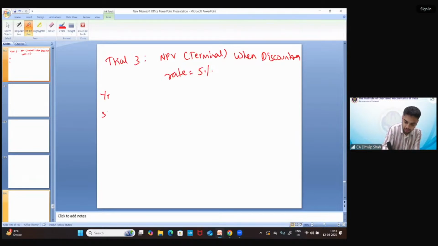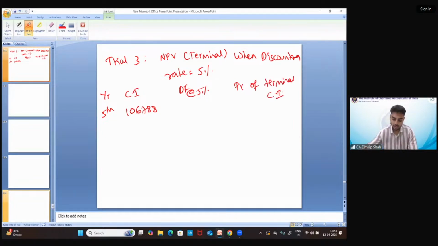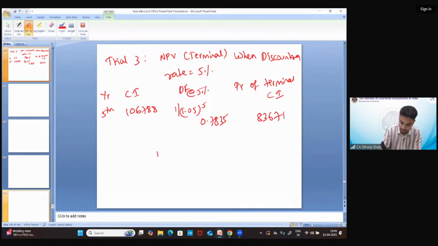Again, here, 5th year cash inflow 106,788, discounting factor at 5%, and PV of terminal cash inflow. Tell me, what is the discounting factor at 5% for year 5? 0.7835. And PV comes to 83,671. Yes, now it is positive. Okay, so NPV comes to positive 3671. Okay, done. So now we can do that interpolation.